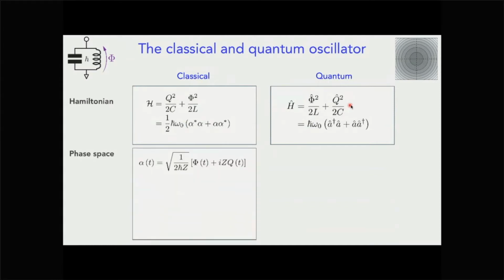In the classical world, the phase space we describe by a point alpha of t, which was described by the square root of 1 over 2 h bar Z, where Z is the impedance, which is the root of L over C, times the position plus i times the impedance times Q. There's a particular scaling here, you notice, that goes like square root of Z inverse and square root of Z between position and momentum, and that's required for phi and Q to be canonical. And in the quantum case, again, all we do is replace the variables phi and Q by the operators phi hat and Q hat.